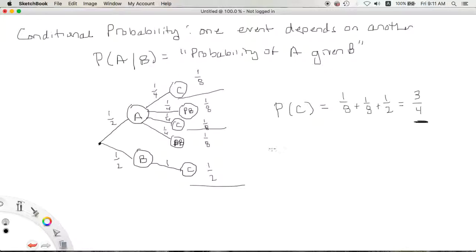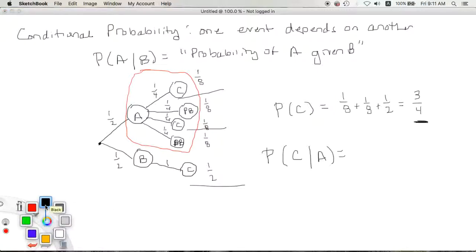Now what happens if we want to know the probability of picking a chocolate chip cookie given that we already know we picked jar A? Well, if we've already picked jar A, we don't have to worry about all this stuff over here. We just need to deal with this section here because we already know we're on this branch of the tree. So we look here and we've got a 2/4 or 1/2 probability of picking a chocolate chip given that we have jar A.